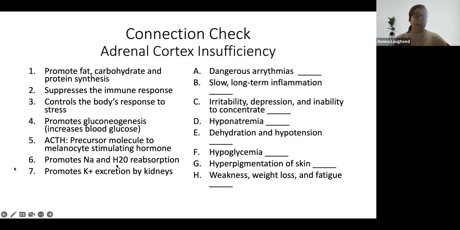I digress. Let's go on to the next one. The ACTH, that precursor molecule to the melanin stimulating hormone. What are we going to see with that? That hyperpigmentation, right? As in President Kennedy's skin. G. And then, yes, G. And then promotes sodium and water reabsorption. If I don't have enough, what am I going to see? If I can't promote it, I'm going to see E, the dehydration and the hypotension. And then again, if I don't have enough of these hormones, I can't promote potassium excretion by the kidneys. So what does that do? It makes me hyperkalemic, which puts me at high risk for dangerous arrhythmias, which would be A.